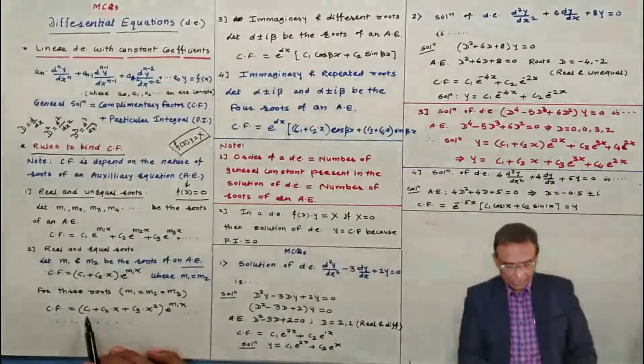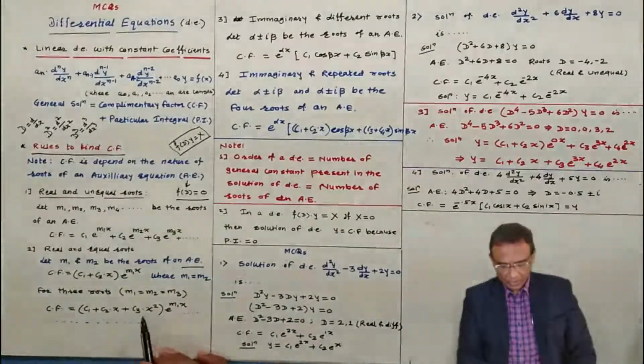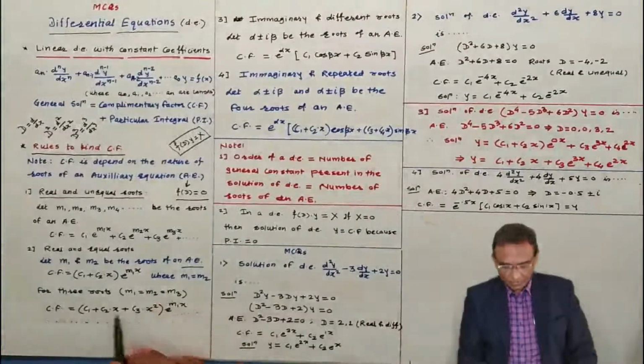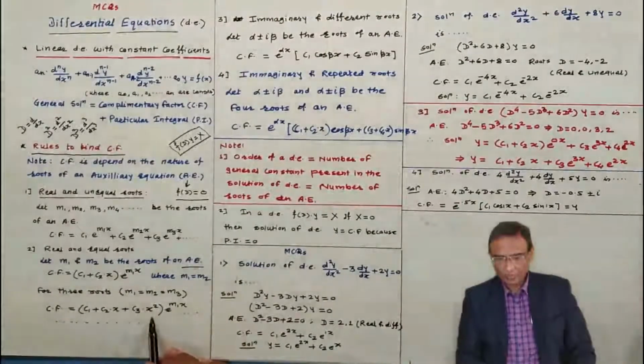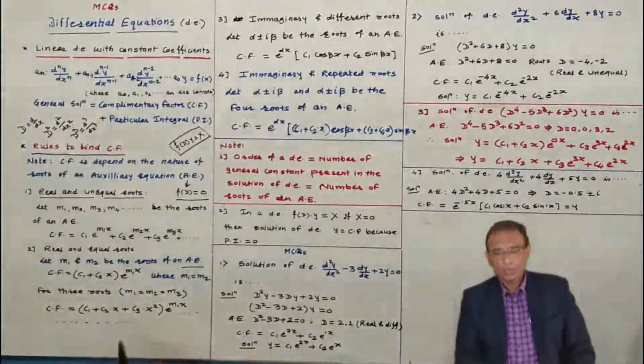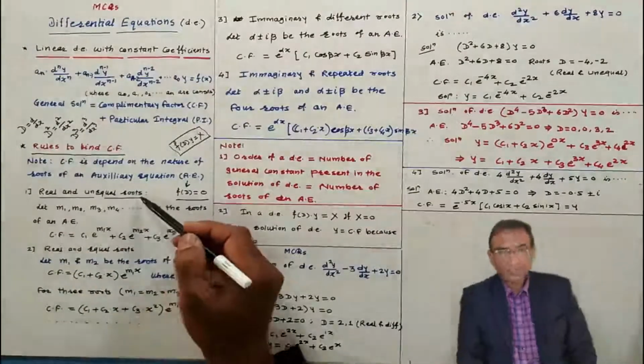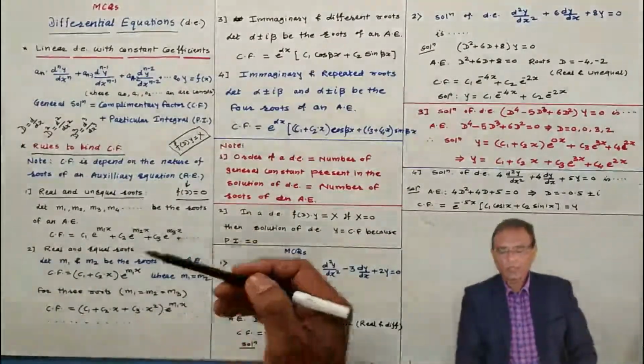Then the complementary factor is what? C1 plus C2x plus C3x square, e to the power M1x. Means for three roots, this factor is common. Okay, and so on and so on. So this is for real and unequal roots, and this is for real and equal roots.